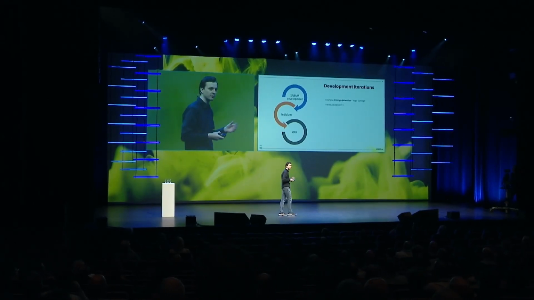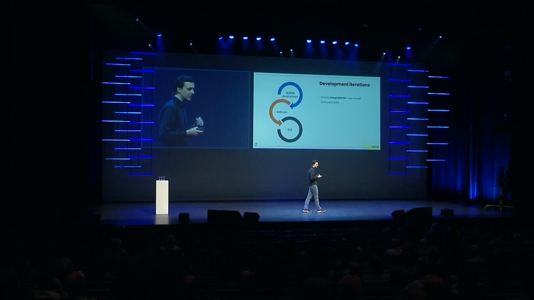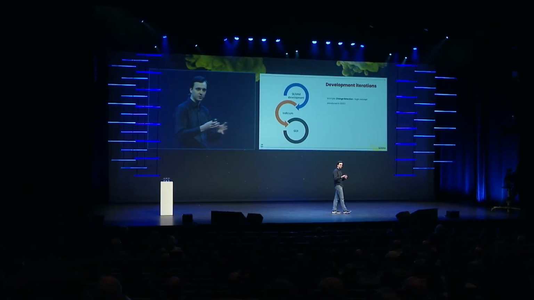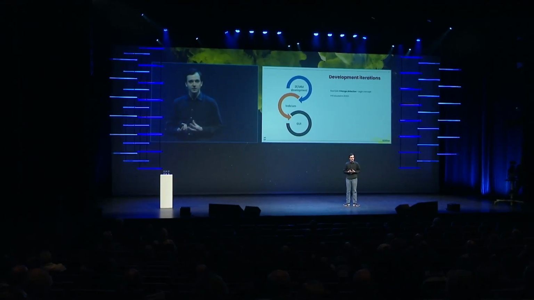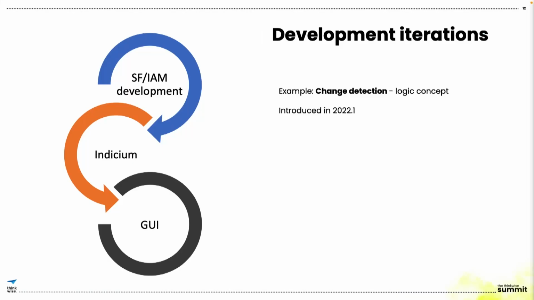Well, how do these iterations work with each other? Of course, we have the software factory, but you also have other components, such as Indicium and Universal. Well, these iterations are subsequent of each other. They fit each other. So, once we develop functionality, and it's ready and available in the model, Indicium can start to support it. And thereafter, the Universal GUI can talk to Indicium and retrieve the information it needs.